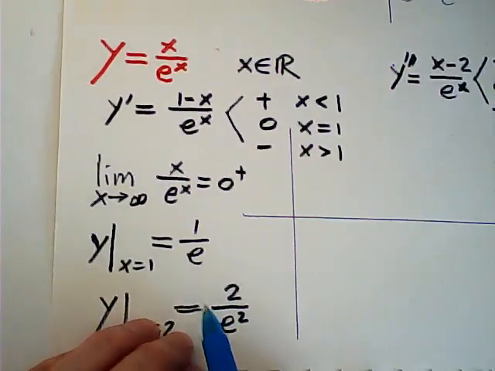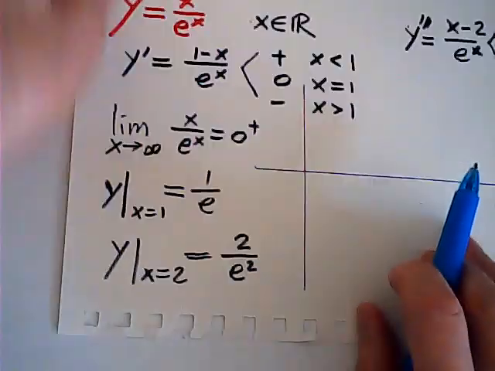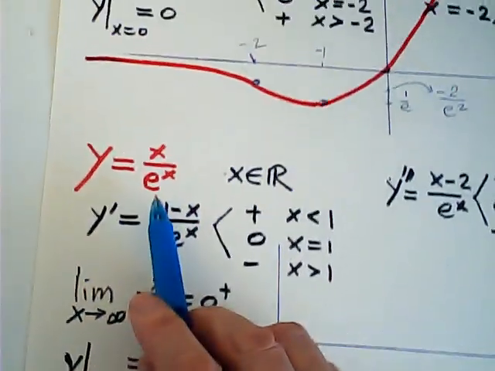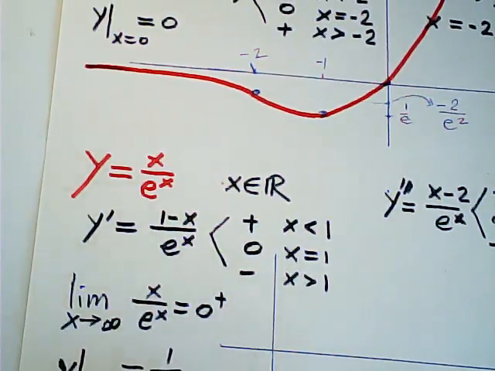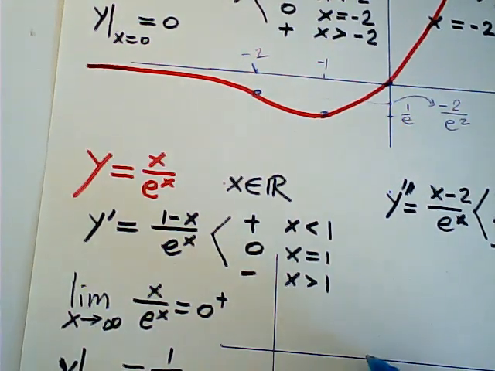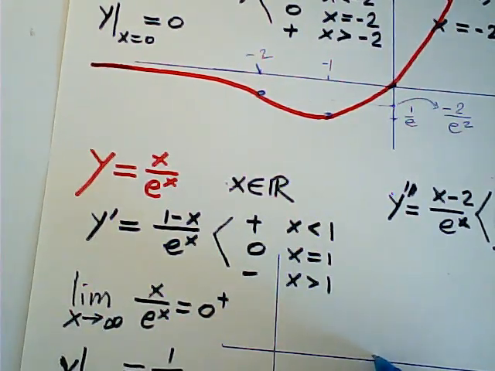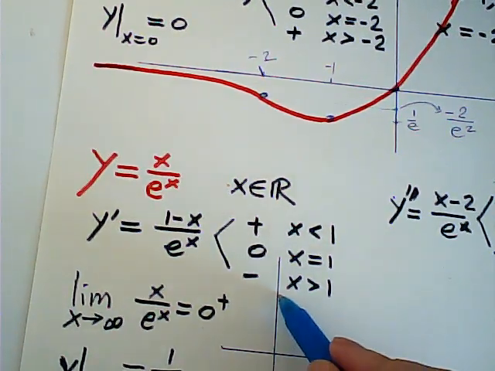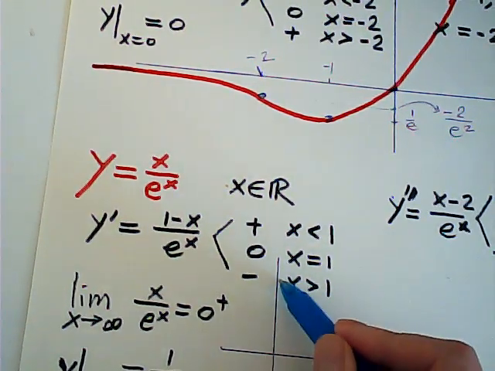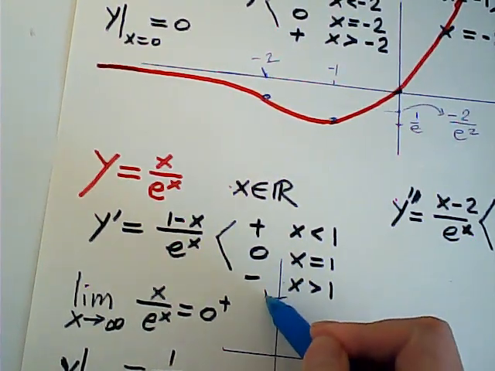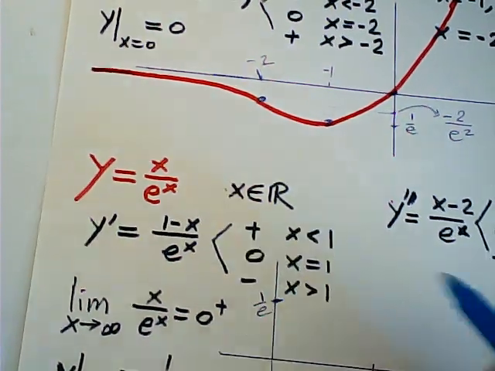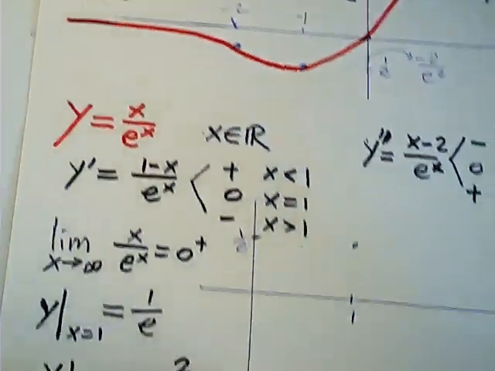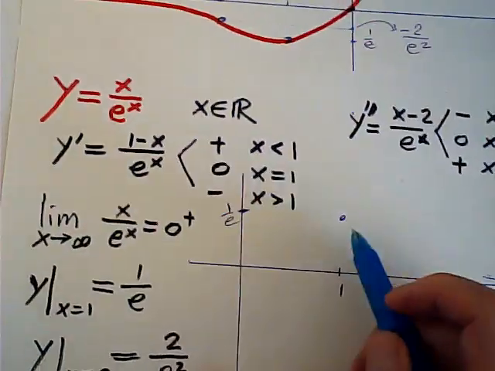And then we're looking for some specific points. When x equals 1, put a 1 here, y equals 1 over e. This is 1 over e. This is 1. This is 1 over e. So this is the point, the point the curve passes through.